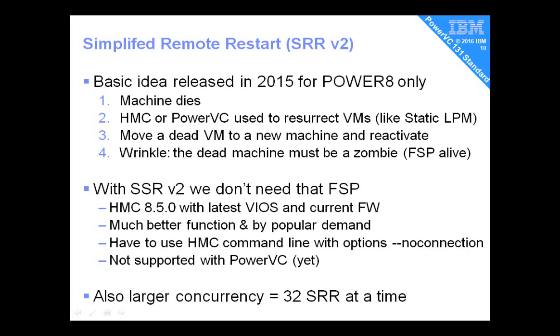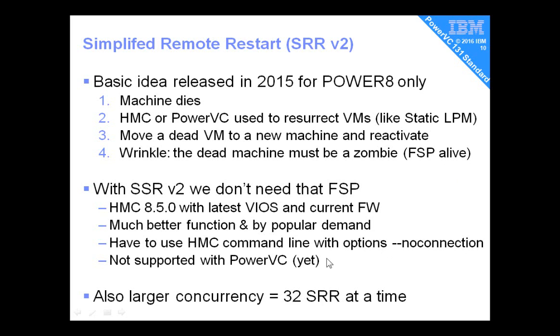But there was a slight wrinkle. The dead machine must be a zombie, and by that we mean the machine may be down, but the service processor, the flexible service processor, must be alive because it's talked to by the HMC as it does this operation. Now, in the new release, this came out in HMC 850, just a month or so ago. With the latest versions of VIO Server and the firmware, which have been out for a little while, there's much better function, and by popular demand we now have, with the HMC command line, an option with no connection, and then it will go ahead even if the service processor is not alive.